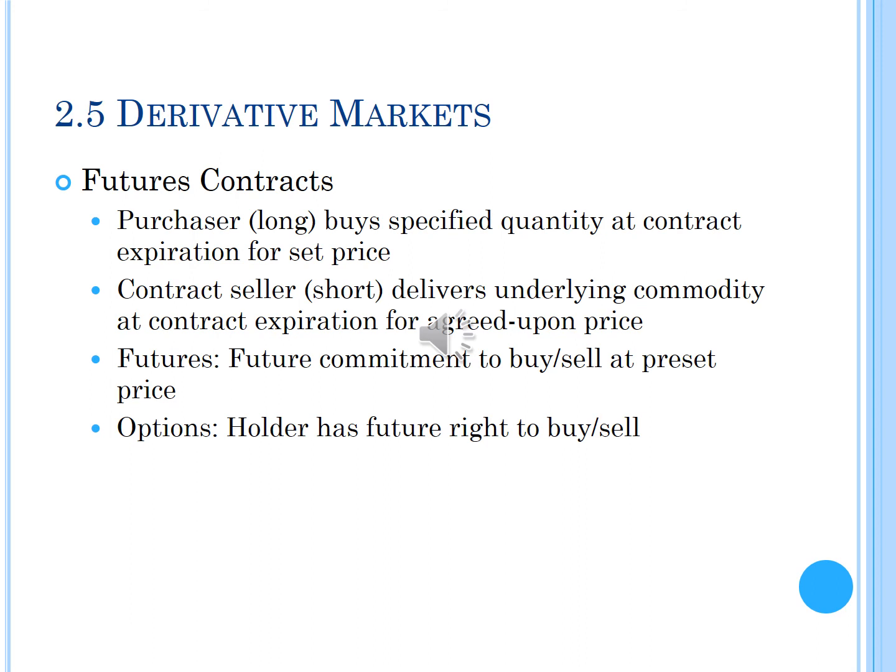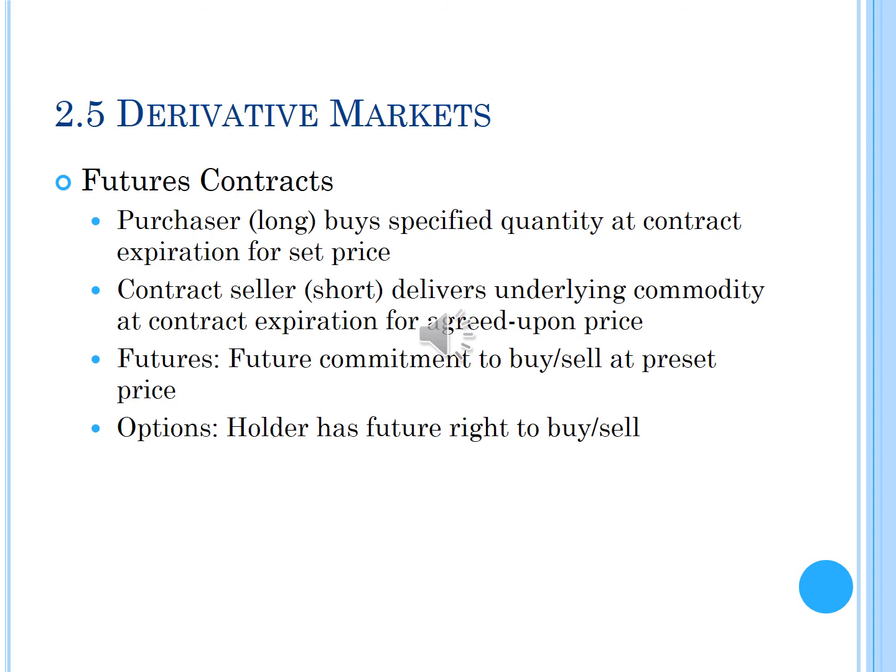We covered options. Now we look at another derivative market instrument, which is called futures contracts. A futures contract calls for delivery of an asset, or in some cases its cash value, at a specified delivery or maturity date for an agreed upon price. This is called the futures price, to be paid at the contract's maturity date.